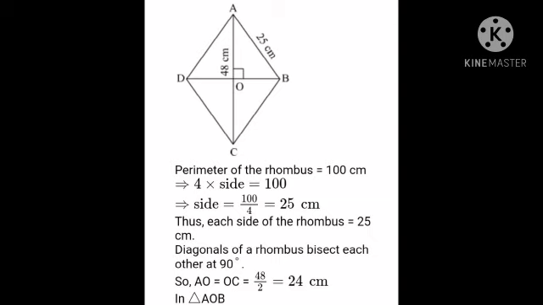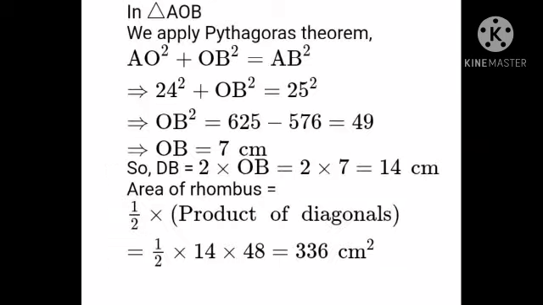Diagonals of a rhombus bisect each other. In triangle AOB, we apply Pythagoras theorem. So you know the formula, hypotenuse squared is equal to one side square plus other side square. Therefore, AO squared plus OB square is equal to AB square. AB square is a hypotenuse. Therefore, 24 square plus OB square is equal to 25 square. Therefore, OB square is equal to square of 25, which is 625.